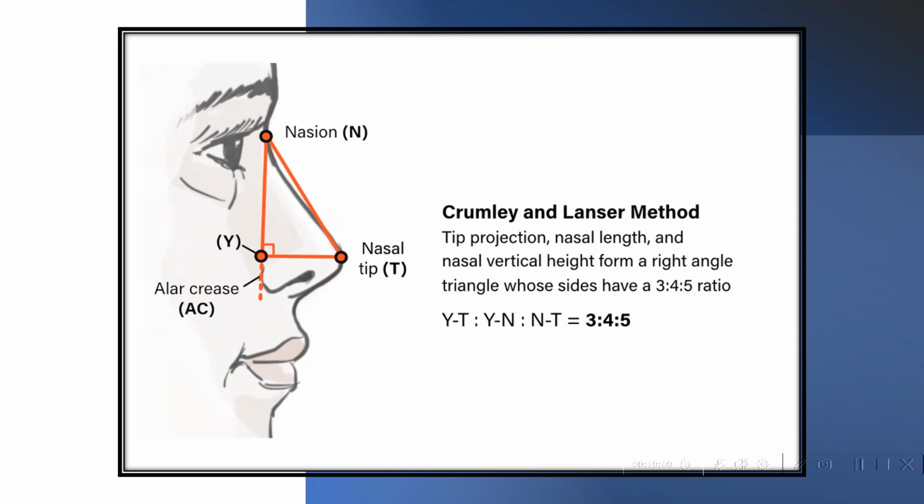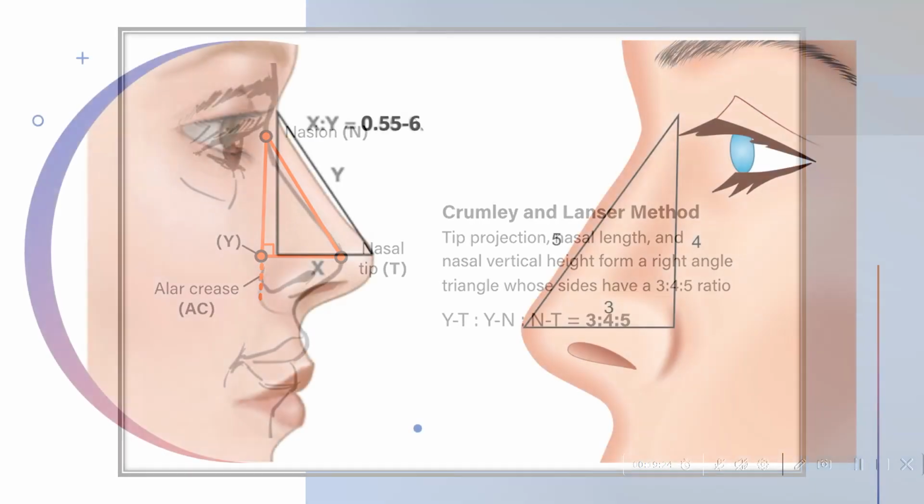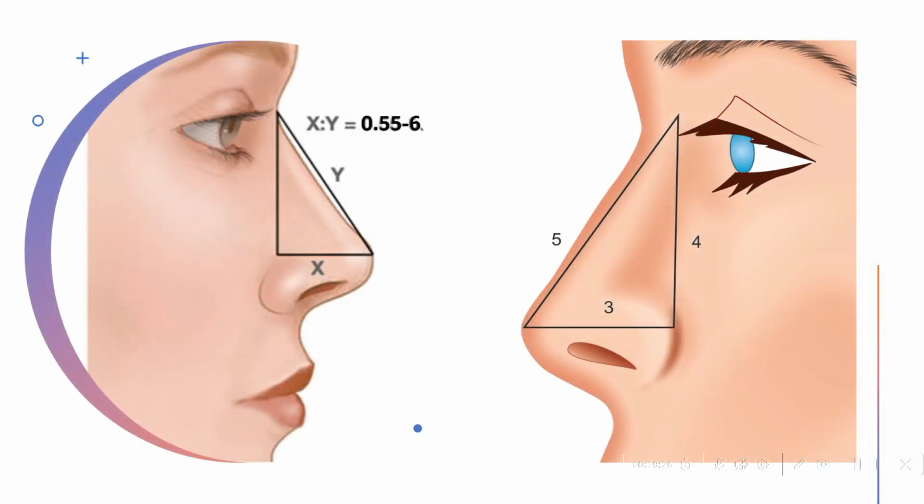Crumley and Lanser method. Nasal length is measured from nasion, N, to tip, T. A second line is drawn from the nasion, N, to the alar crease, AC. Nasal projection is measured using a perpendicular line from NAC that passes through the nasal tip, T. The right-angle triangle formed by the above three lines should ideally have a 3 to 4 to 5 ratio.